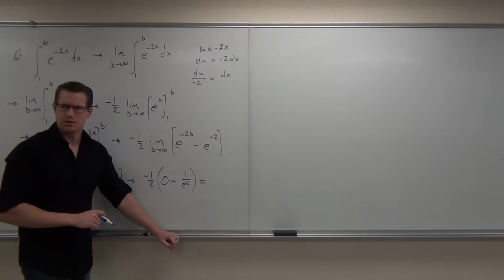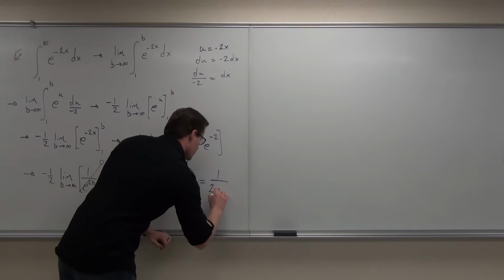Negative or positive? Which one? Positive. 1 over 2 e squared.